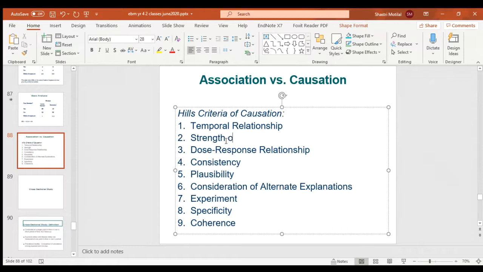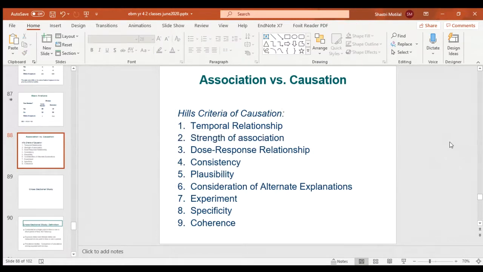I should put here strength of association. That's really what these factors tell us. But you not only need strength of association to say causation, you also need all these other factors to say causation. I'm not going to go through these. These are what we know as Hill's criteria for causation.